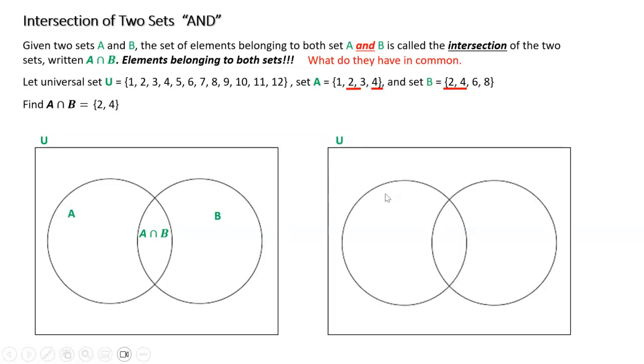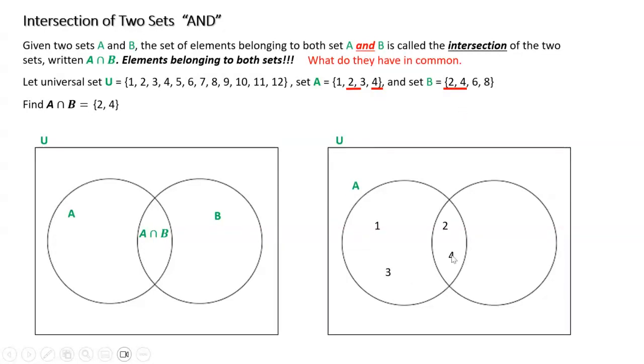Right, this is set U. So we're going to start here, right? The 2 and the 4 go here because that's what they have in common. Now we're going to go to set A. Set A has the elements 1, 2, 3, 4, right? So 2 and 4 are already here. So 1 goes there in the circle. That's set A. 1 goes there, and 3 goes here, right? Because set A is a whole set. It contains the elements 1, 2, 3, 4.